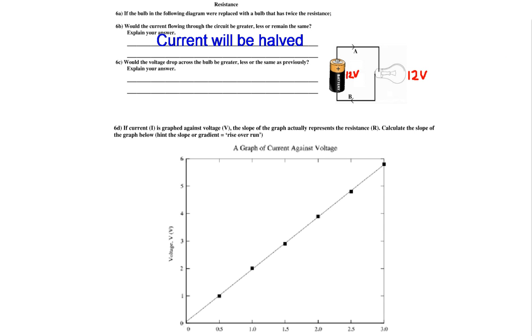Now resistance, so I should put the answer in there. So what would the voltage drop across the bulb be? Greater, less, or the same? It would be the same because the resistance doesn't affect how much energy is gained from the battery and therefore lost at the components. It simply affects the current, how fast they're flowing around.